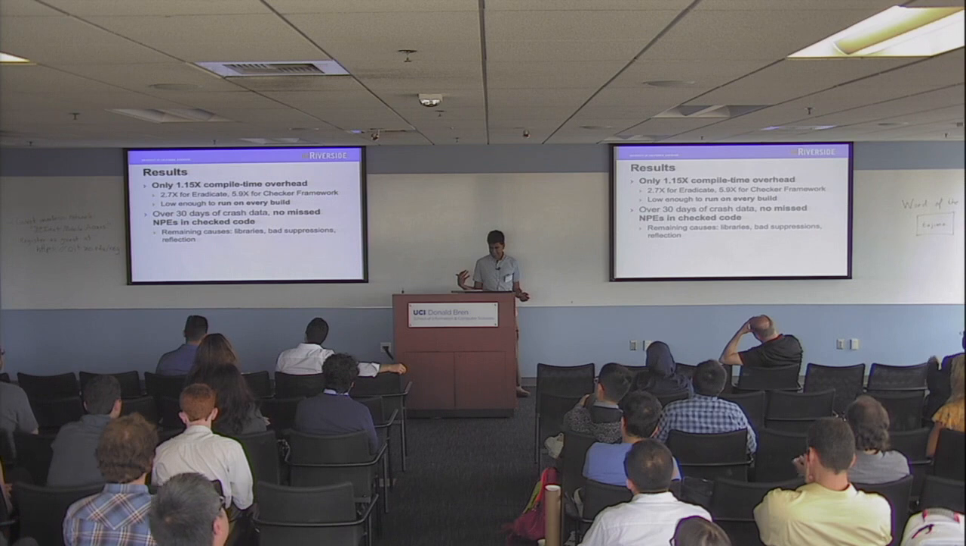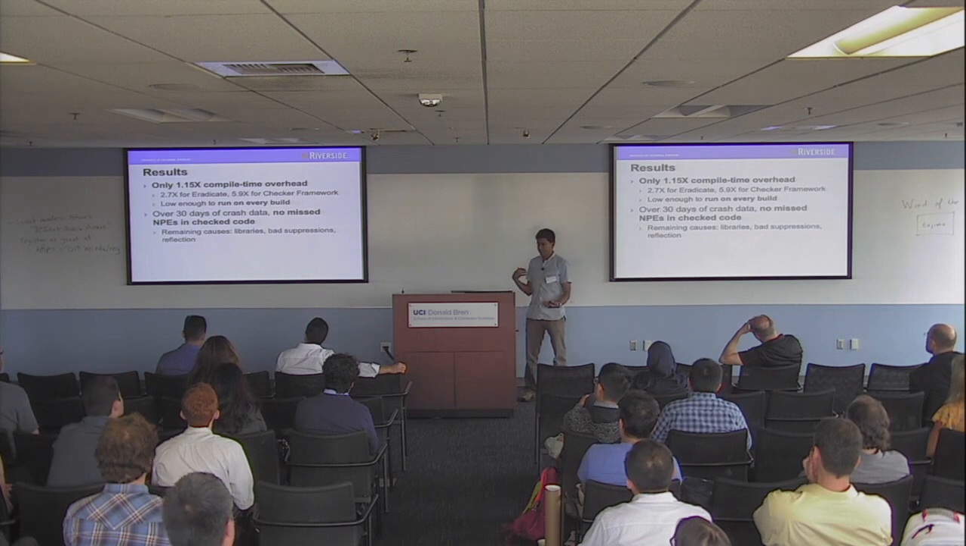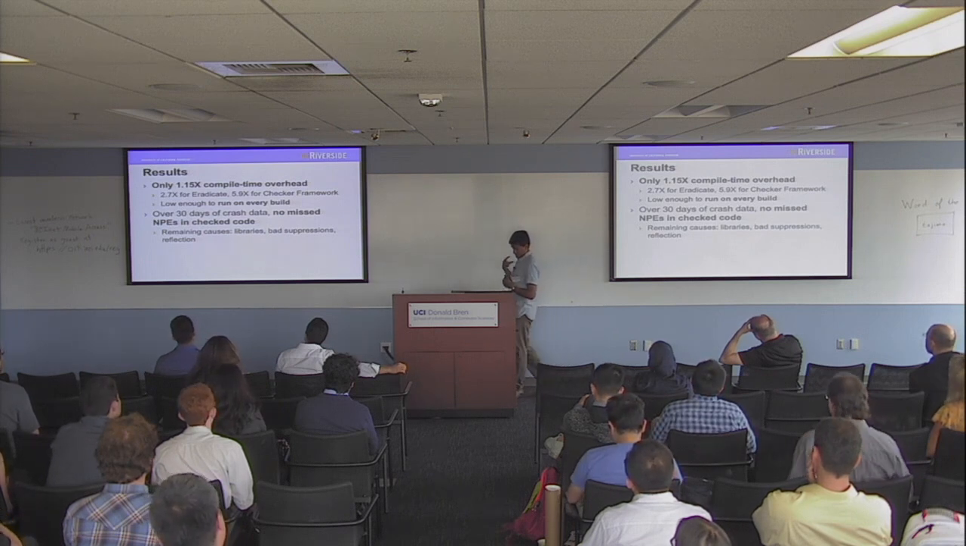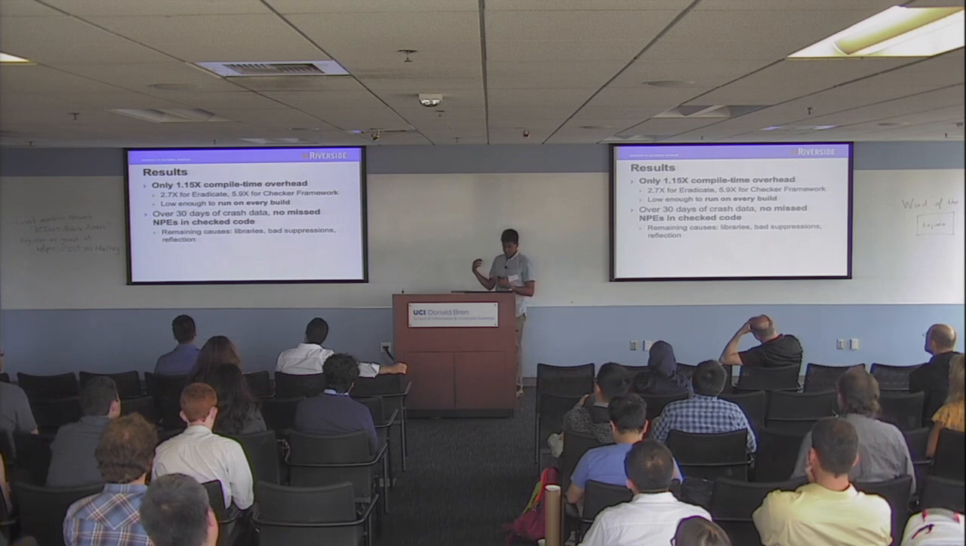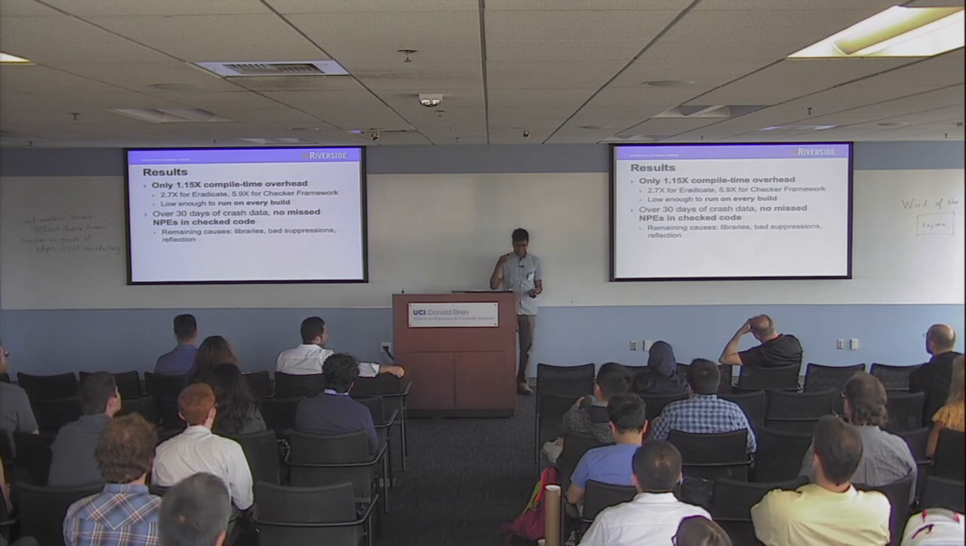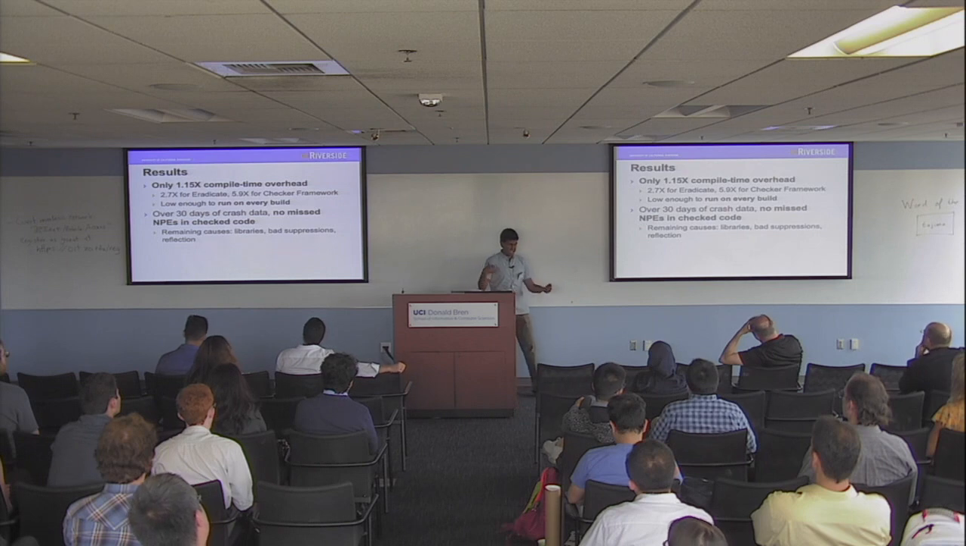And in terms of soundness, how many bugs are we letting through? We looked at 30 days of crash data, and we did have null pointer exceptions. But none of them were due to our unsound assumptions for the checked code, things like assuming no side effects or assuming purity. The remaining causes, the biggest one is still third-party libraries. But then there was stuff like developers suppressing a warning incorrectly, or reflection. But none of them were due to these language-level unsound assumptions that we made.